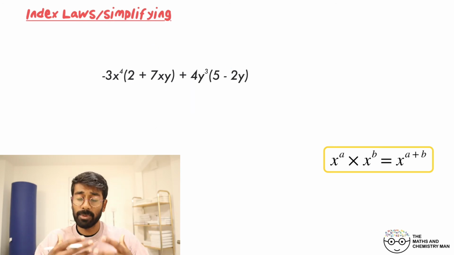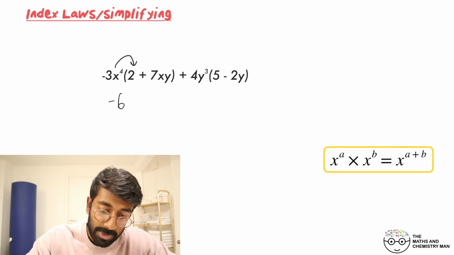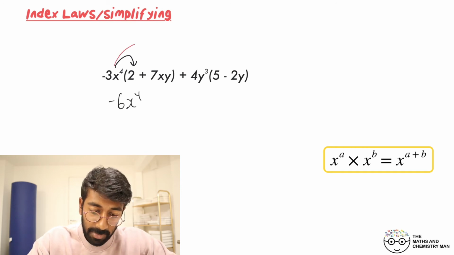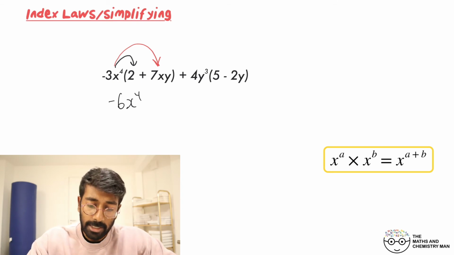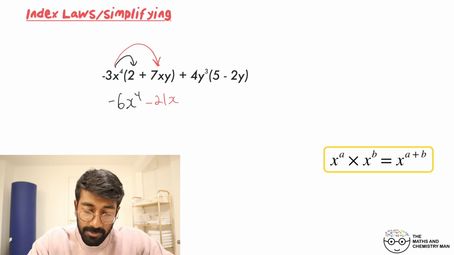Again, same sort of thing, but with some powers, right? So minus 3x to the 4 times by 2, that's just going to be minus 6x to the 4. And the next part, minus 3x to the 4 times by 7xy. So there we're going to have, well, minus 3 times 7, that's minus 21. Then x to the 5, and then y.